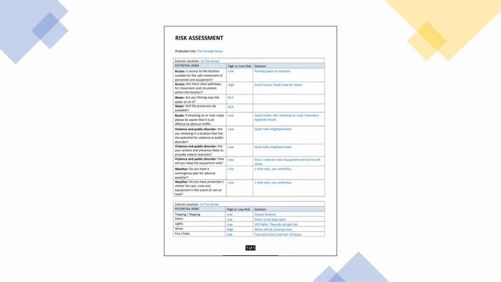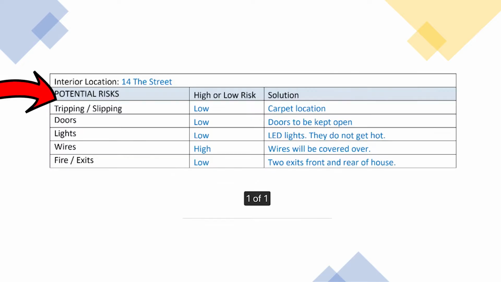So this is the risk assessment document that you'll be using. So we're going to look at the interior of the location. So in terms of where I'm going to be shooting inside a house, there are a couple of risks we have to identify. Is it possible that we may be tripping over or slipping on the floor? So if it's a carpeted location, then the risk will probably be quite low. What about doors? So people could be walking into doors, but if you keep them open, then that risk should be quite low. What about the lights?